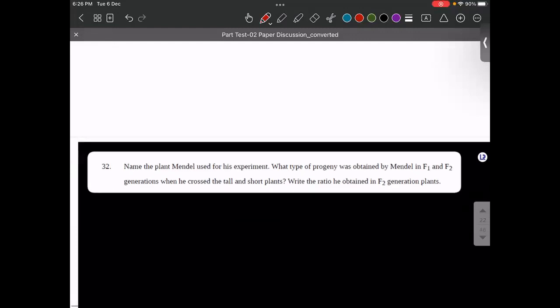Name the plant Gregor Mendel used for his experiment, and what type of progeny was obtained by Mendel in F1 and F2 generations when he crossed tall and short plants. What ratio did he obtain in the F2 generation? So answer one by one. What plant did he select? Pea plant, sir. Oh, the scientific name?